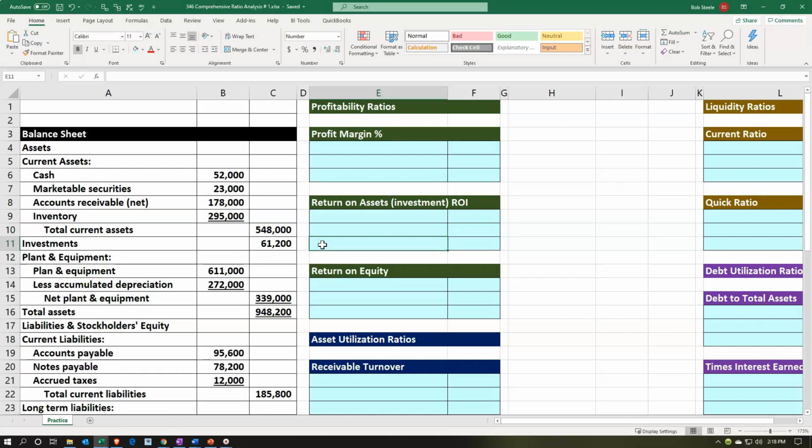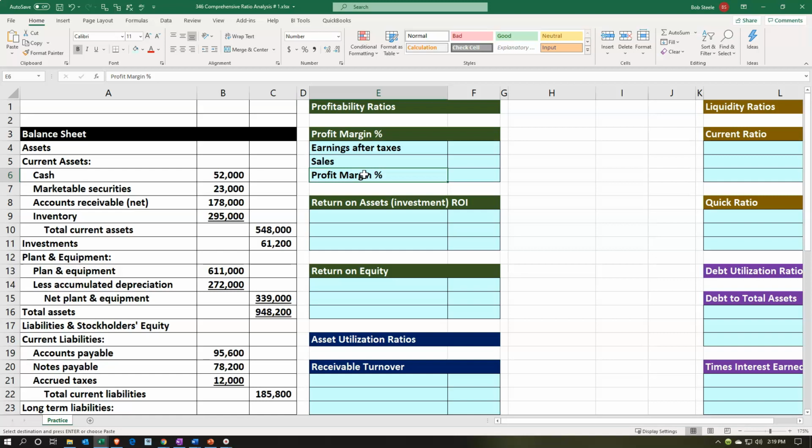So we've got the profitability ratios. We're going to start with the profit margin percent. The profit margin percent is going to be the net income, or earnings after taxes, divided by the sales. So this is all income statement activity, and we're talking about profitability ratios, or performance ratios. How profitable are we? What's the performance we're talking about?